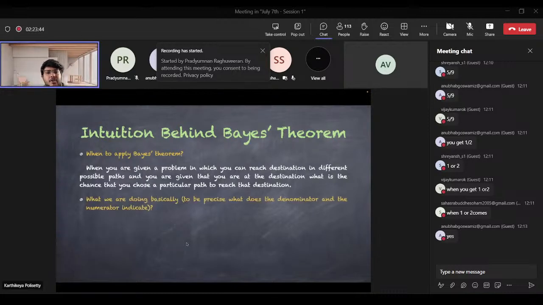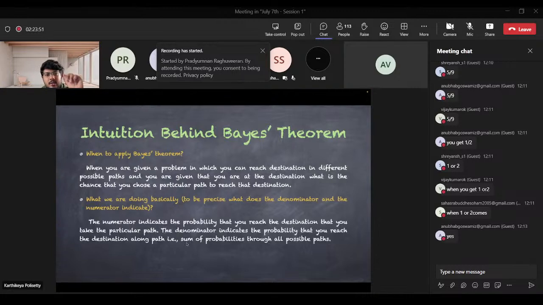So what are we doing basically? To be precise, what do the denominator and the numerator indicate? The numerator indicates the probability that you reach the destination by taking a particular path. Like you can go from city A to city B through either path 1, path 2, or path 3, let's say. So the numerator indicates that you chose path 1 and the probability that you are going to city B. And the denominator indicates the total probability that you reach the destination along all possible paths. So the denominator gives the total probability that you reach city B, whatever the path you have chosen.